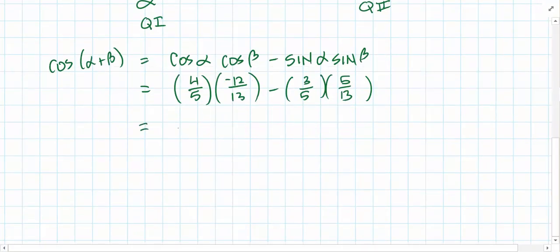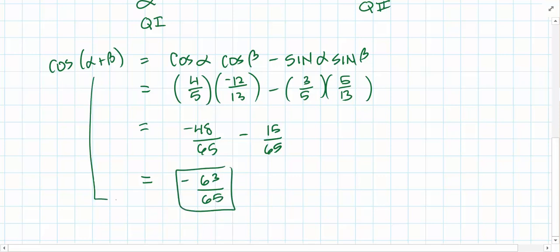So all we need to do is compute this information. 4 times negative 12 is negative 48, all over 5 times 13, which is 65. And then I have a minus sign, and then 3 times 5 is 15, all over 65. Combining like terms, I'm getting negative 63/65. So that represents the cosine of the sum, alpha plus beta.